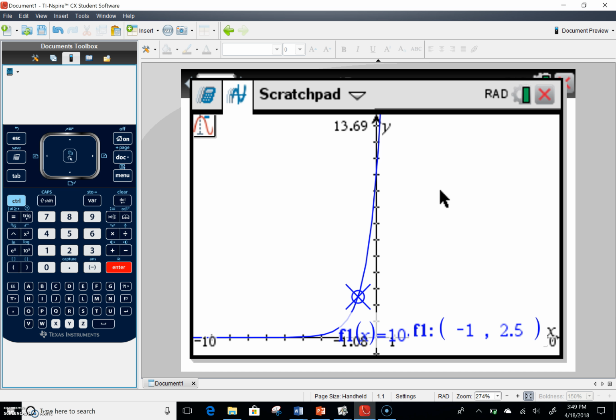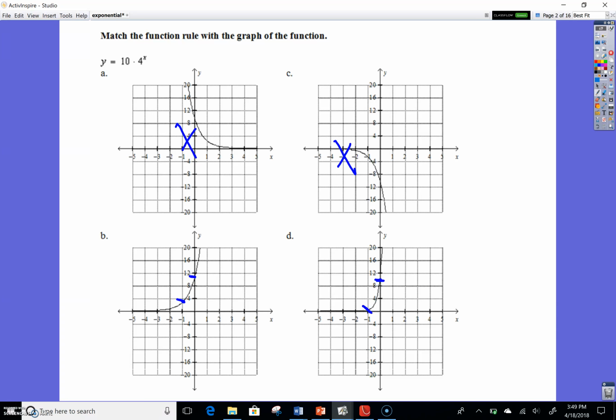Okay, so let's go to our graph. This one's wrong, this one's wrong, right? This is about 10, this is about 10. 1 is supposed to be, so that's 4, that's 2.5 there. This one looks like it's close to 0. So this is the better answer.